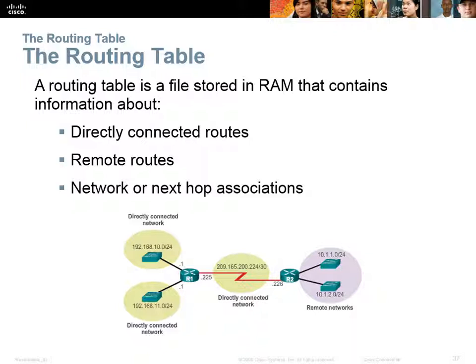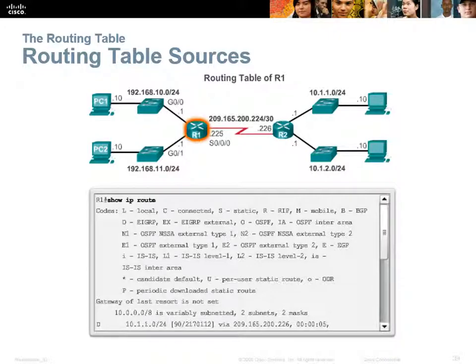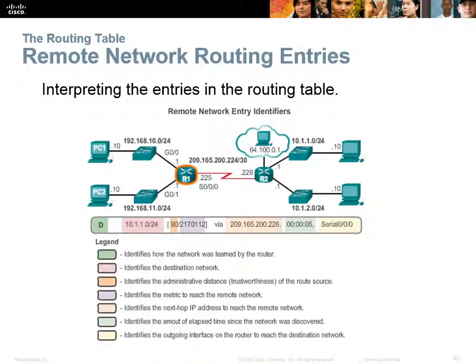Remember, routing tables are only stored in RAM. And there's some different things you can look at if you want to. Not going to get to it. Okay. Let's look at an entry. D identifies how the network was learned by the router. In this case, D is for direct connect. Okay? The pink identifies the destination network. Where's it going? Does that make sense?